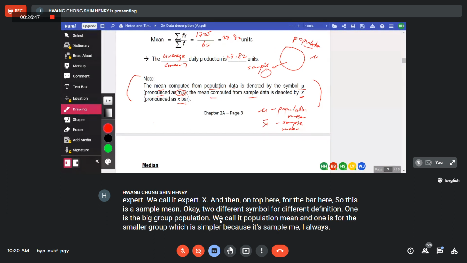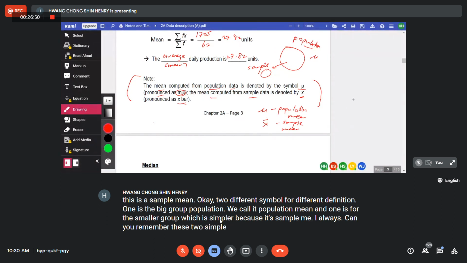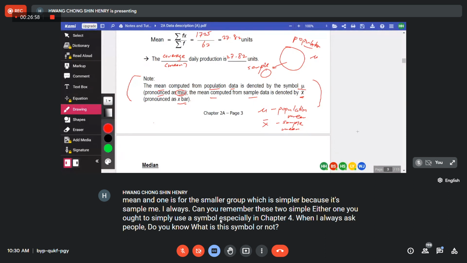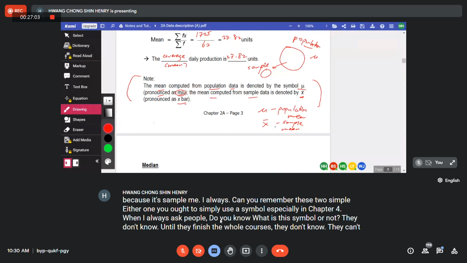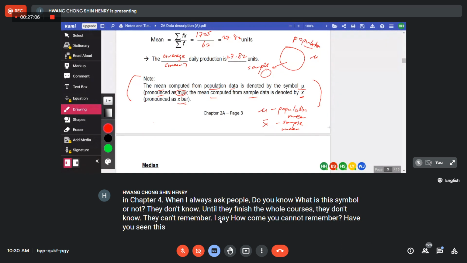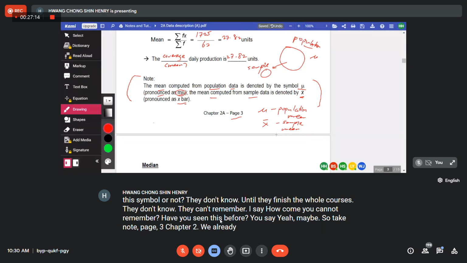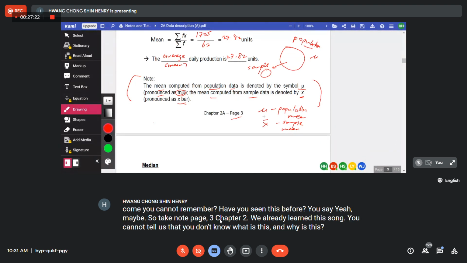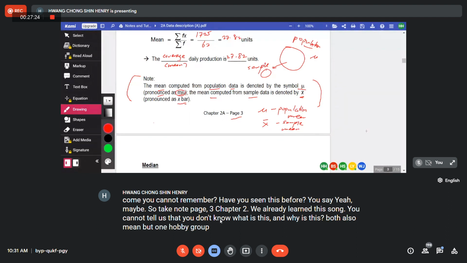Can you all remember these two symbols? I don't want you all to simply use the symbol, especially in chapter 4. When I ask people, do you know what this symbol is or not, they don't know. Until they finish the whole course, they don't know. They can't remember. I say, how come you cannot remember? Have you seen this before? They say, yeah, maybe. So, take note, page 3, chapter 2, we already learned all this. You cannot tell us that you don't know what this is and what this is. Both mean the mean, but one is for the big group, one is for the sample.